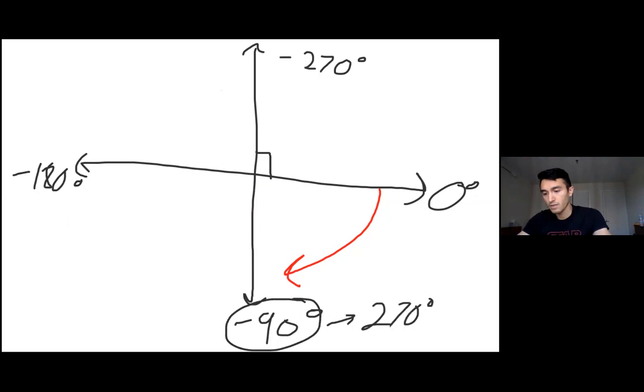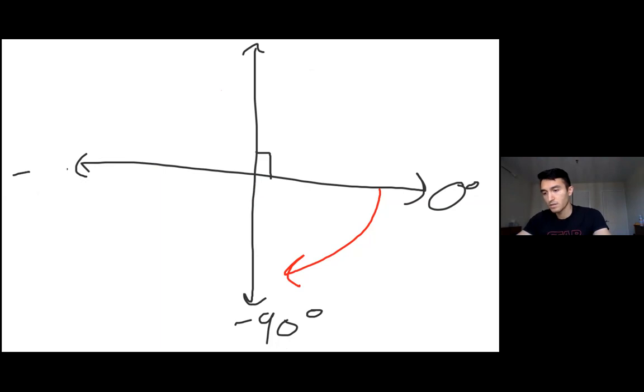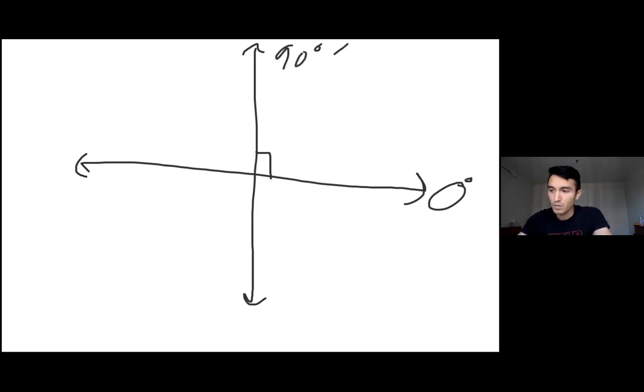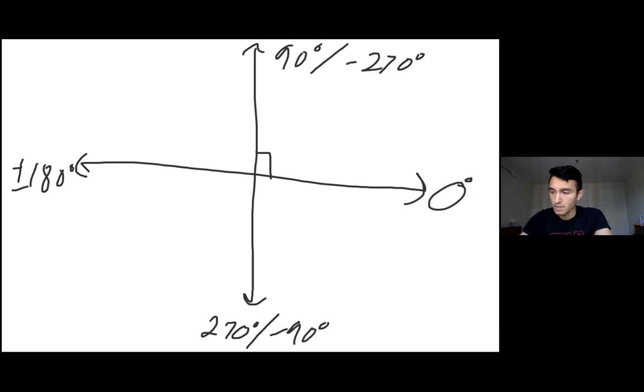Yeah, so let me just write all of those here. Let me just get rid of this. All right, so this is 0. This is 90 or negative 270. This is plus or minus 180. This is 270 or negative 90. And this is, of course, 360 or 0. Or negative 360, I guess.